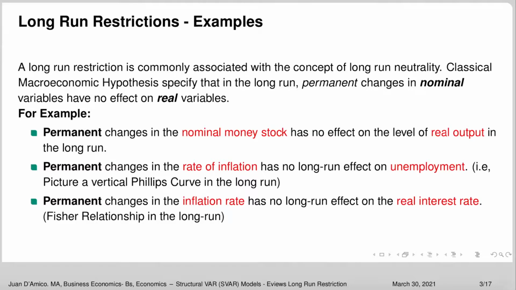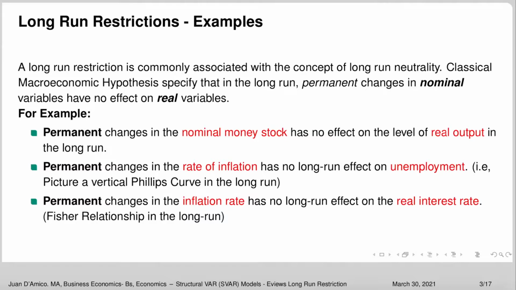A long-run restriction is commonly associated with the concept of long-run neutrality. Classic macroeconomic hypotheses specify that in the long run, permanent changes in nominal variables have no effect on real variables. Just to put some examples, the first case is, for example, permanent changes in the nominal money stock have no effect on the level of real output in the long run.